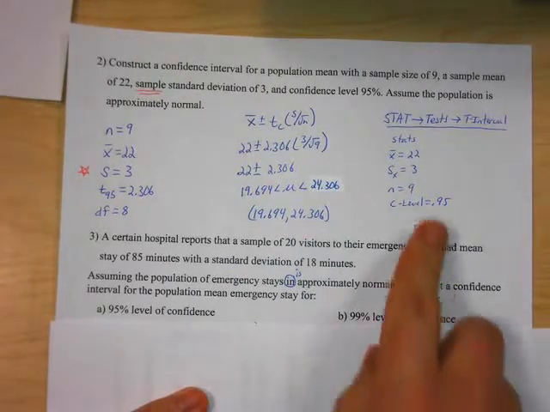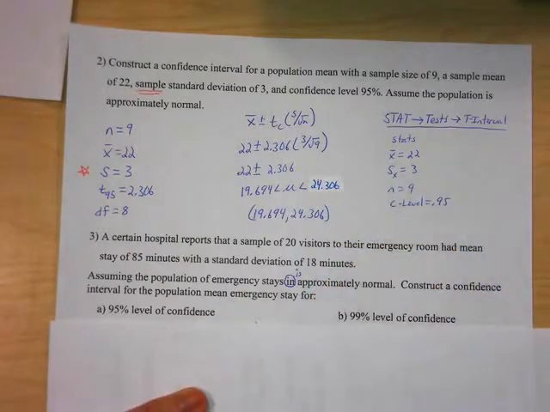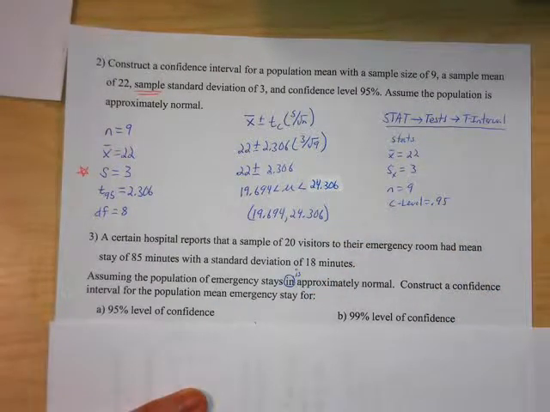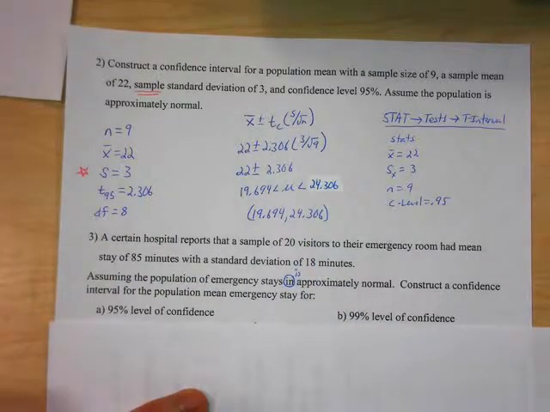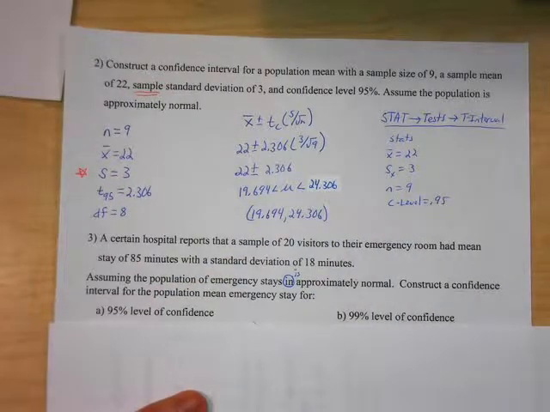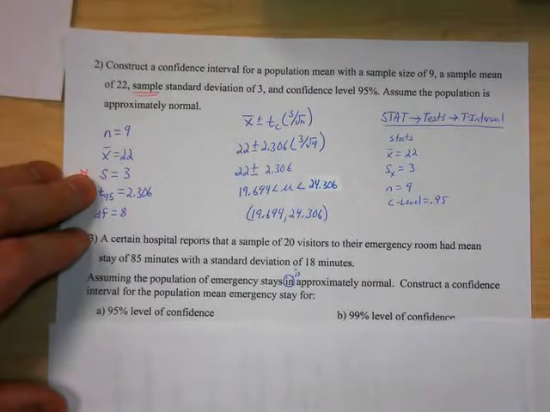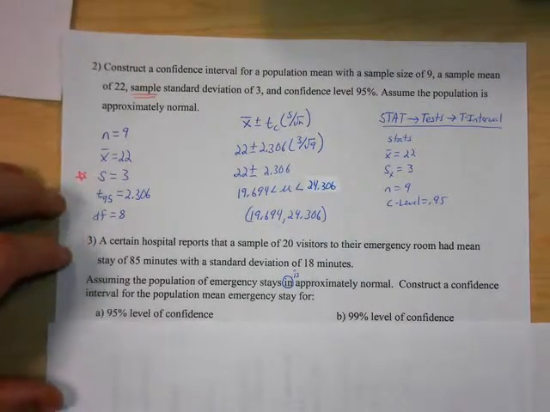Then I give you the calculator steps here for the t interval. Instead of a z interval, we're going to use a t interval because we're using the t distribution. So you can follow through those same steps. For the sake of time, I'm going to move on, and we're going to look at number 3. If you need to pause the video, go ahead to finish that up.